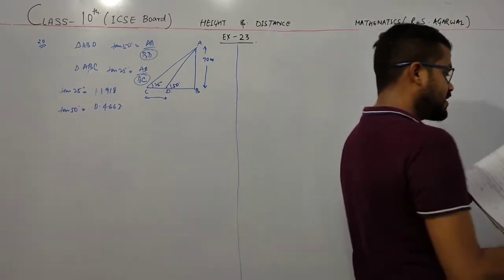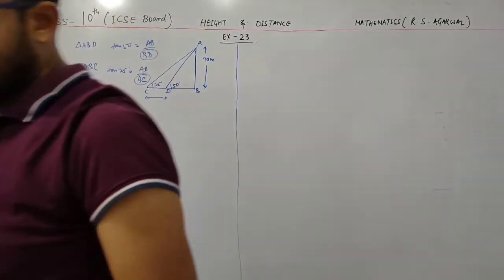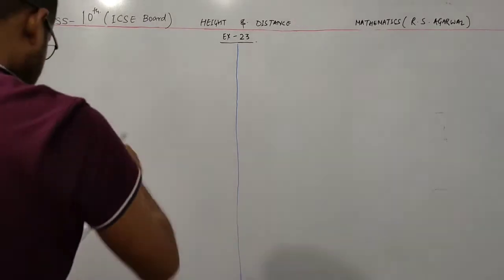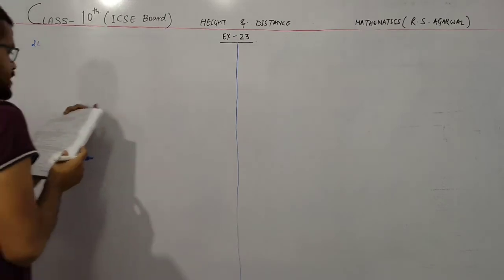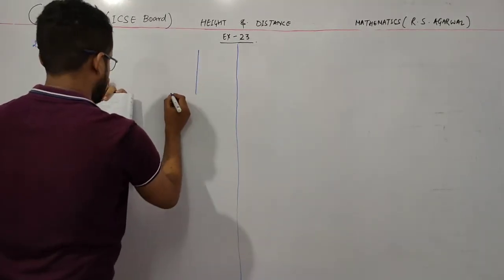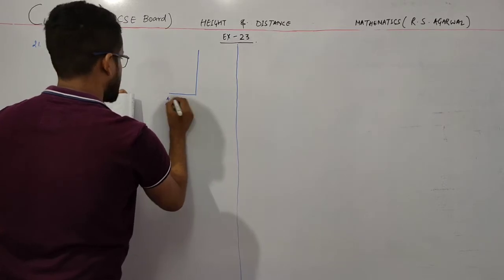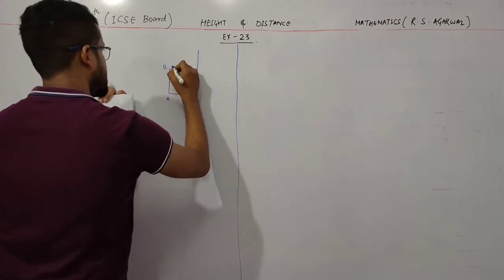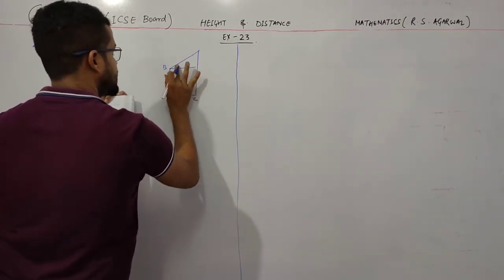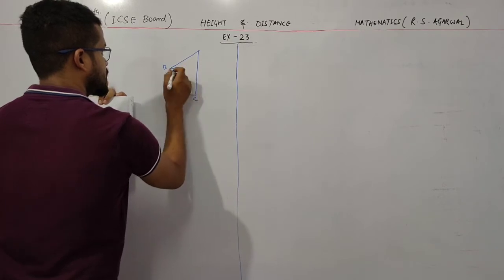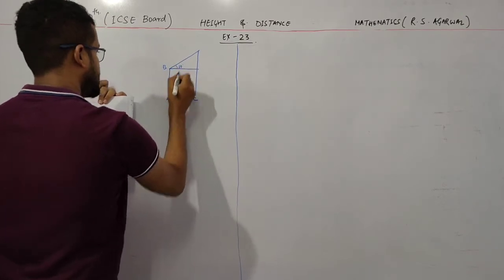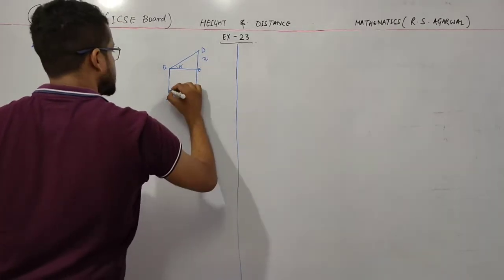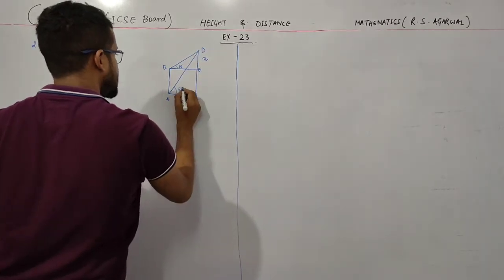Now after 20, come to question number 21. Question number 21 is, in the given figure, this is AC, this is AB. Here the angle of elevation is given as 30 degree. This is E, this is D, and this is X. From here the angle of elevation is 60 degree.